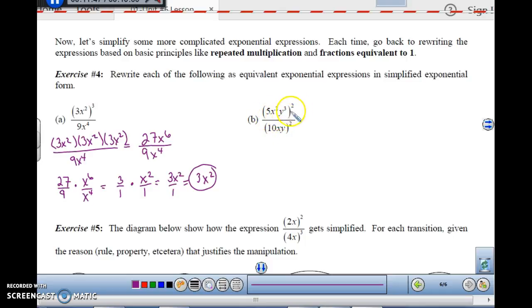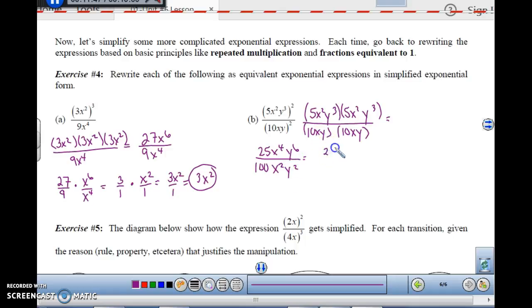(5x squared y cubed) squared over 10xy squared. Well, (5x squared y cubed) squared means 5x squared y cubed times 5x squared y cubed, over 10xy squared, which is 10xy squared times 10xy squared. So let's multiply these together. 5 times 5 is 25. x squared times x squared is x to the 4th. y cubed times y cubed is y to the 6th. In the denominator, 10 times 10 is 100. x times x is x squared. y squared times y squared is y to the 4th.